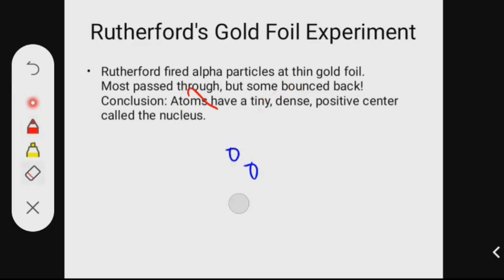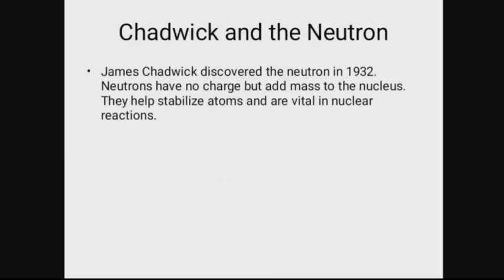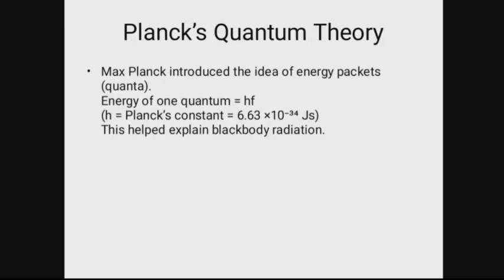Moving on to the next one, we were at Chadwick's experiment, where he found out that there is also a species at the center, and that species is known as the neutron. So that's actually for the Chadwick experiment. So then Planck's quantum theory.